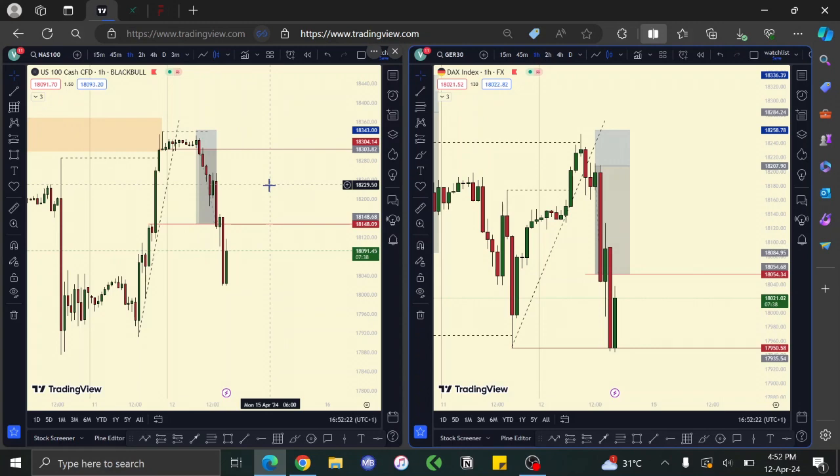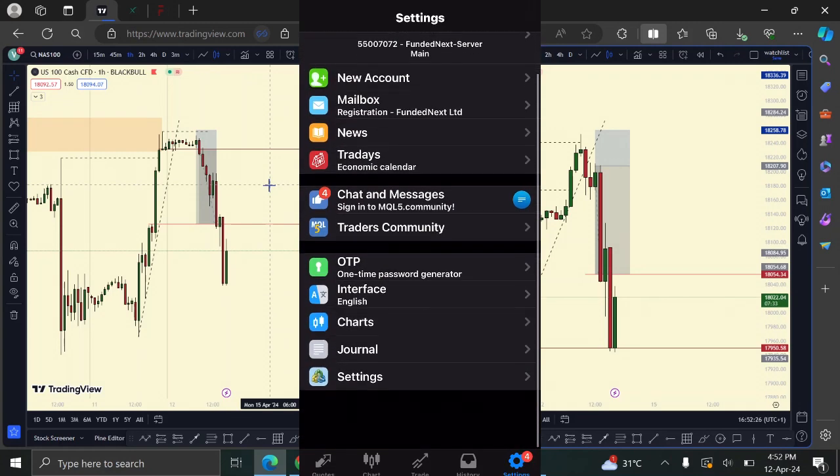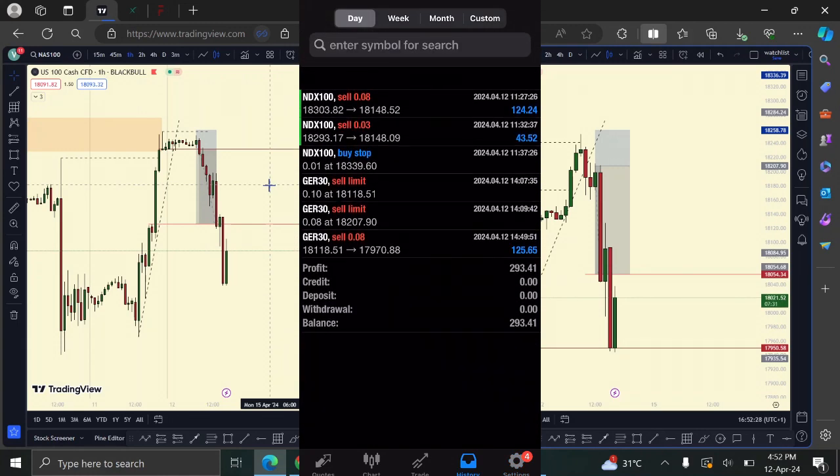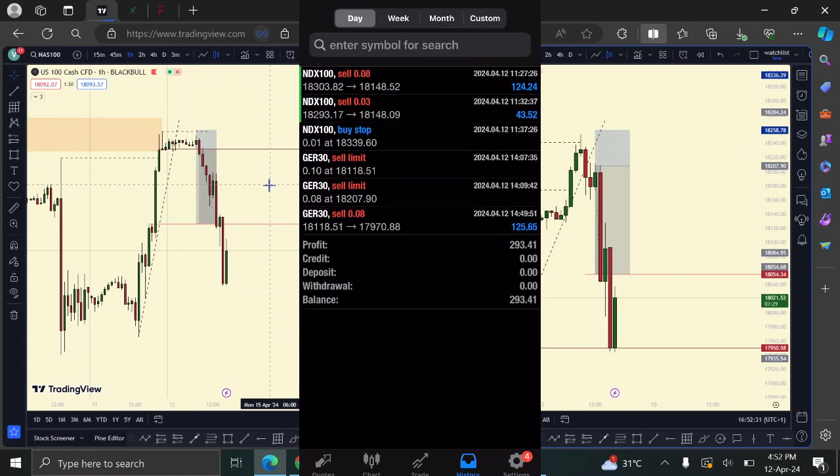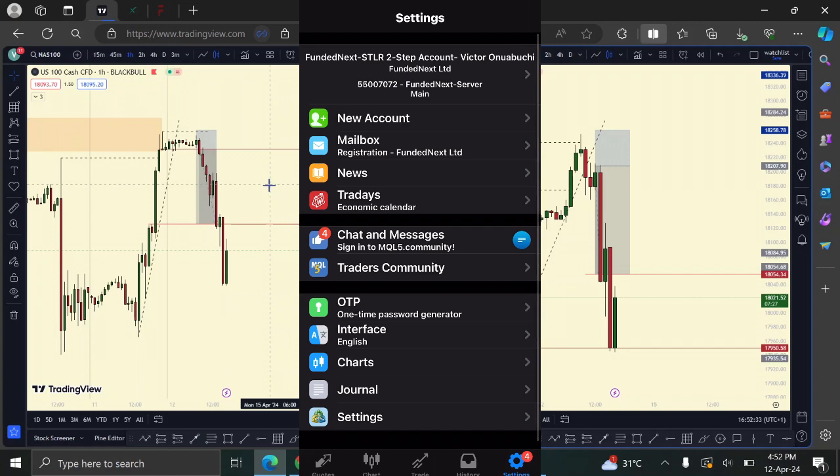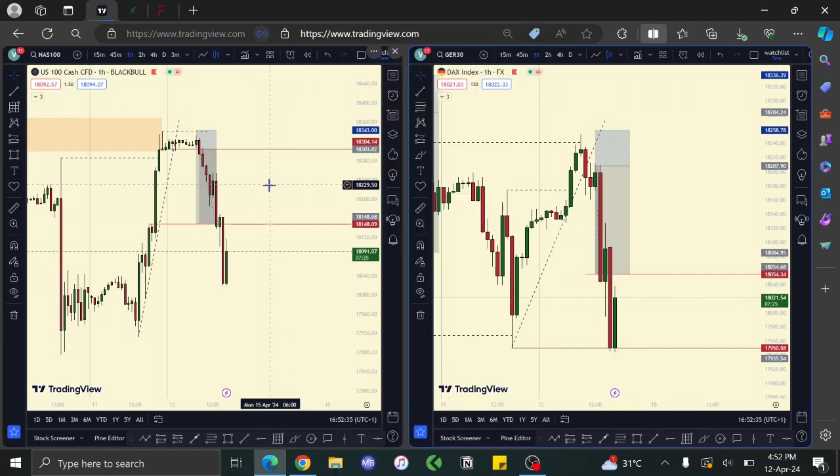All right, and yes, for those that might be asking, this is on the real account, my funded Next proprietary firm account. I just closed at $293 profit. So guys, let me just break down this trade and the reason why I took the trade, my thought process and everything.